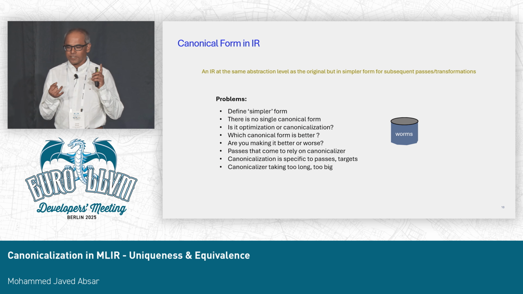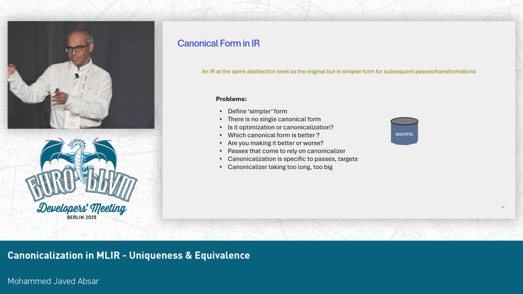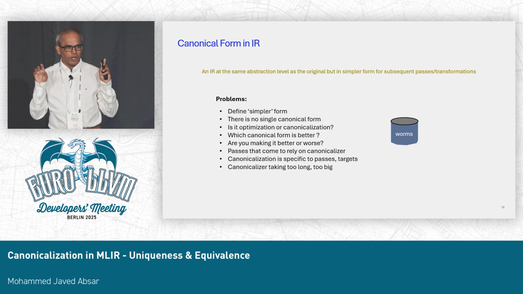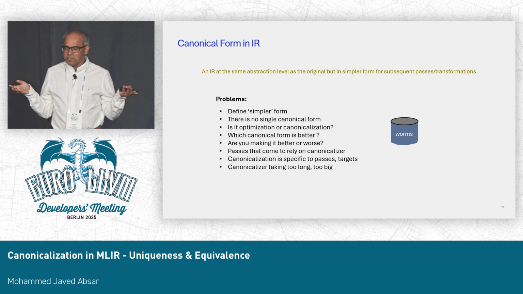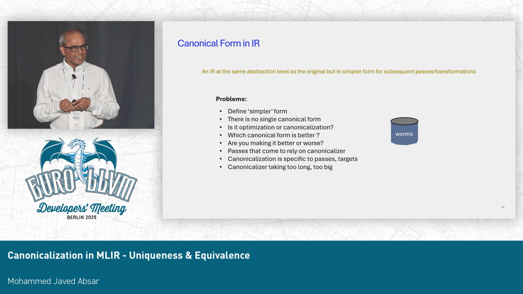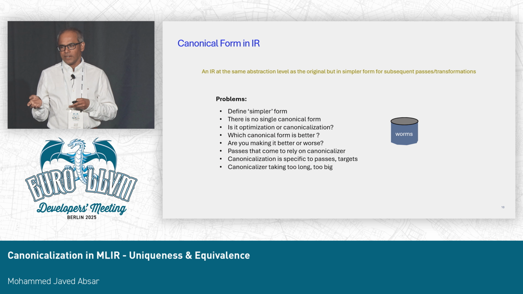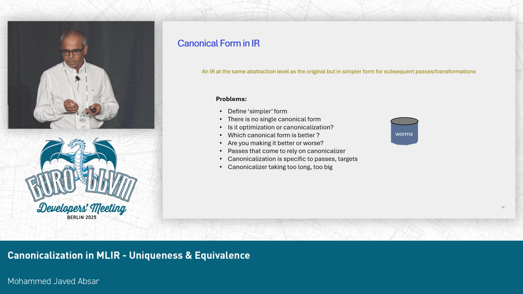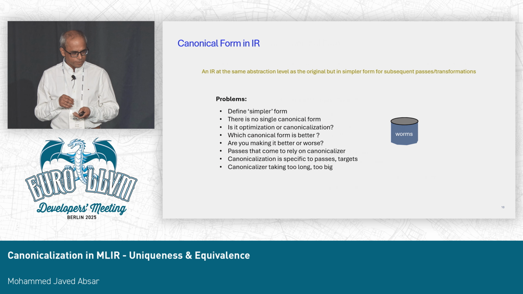OK, what are the problems? Define the canonical form. This side of the room has one definition. That side of the room has another definition. For a particular case, what is a simple canonical form? And then most people say, oh, there's no canonical form. Is it canonical or optimization? Which one is better on all this? Are you making it better or worse? How come your pass is relying on a canonicalizer, which is not supposed to be the case? OK, it's good, but it's taking too long because everything under the sun has been put under the canonicalizer.